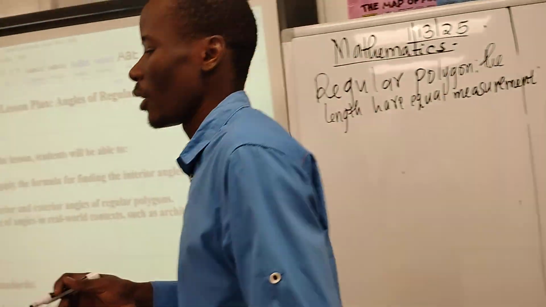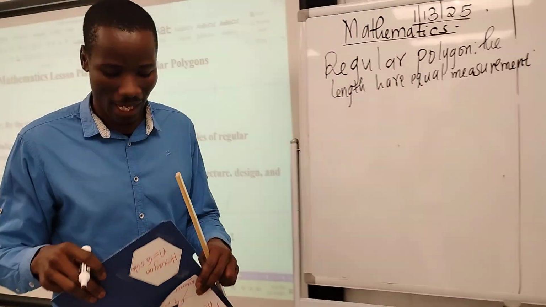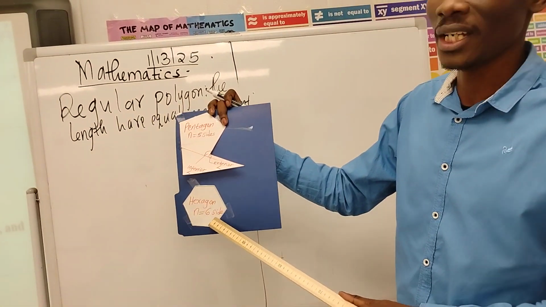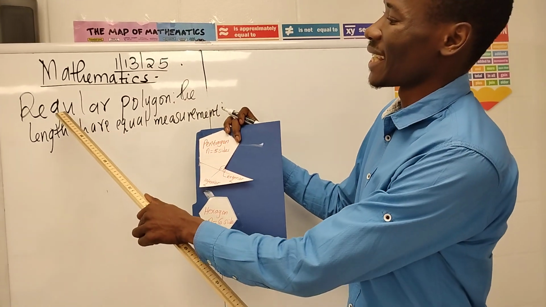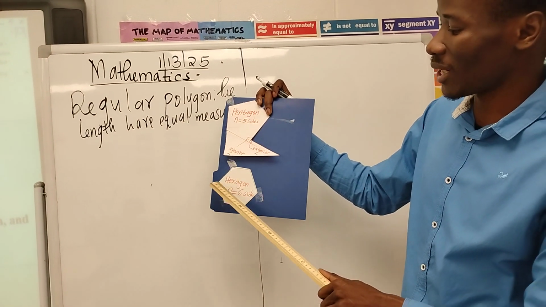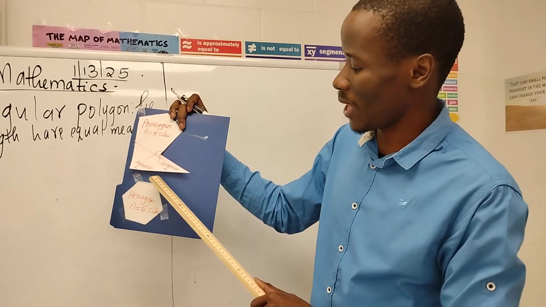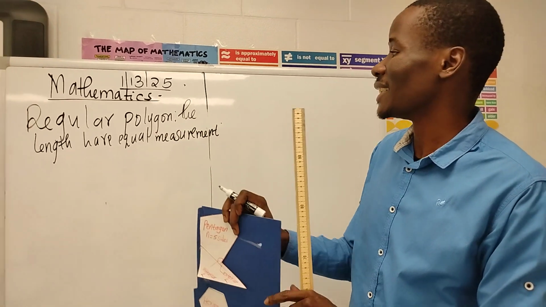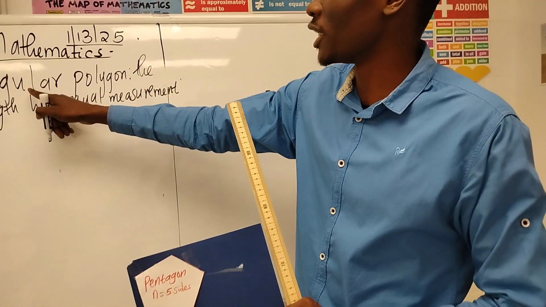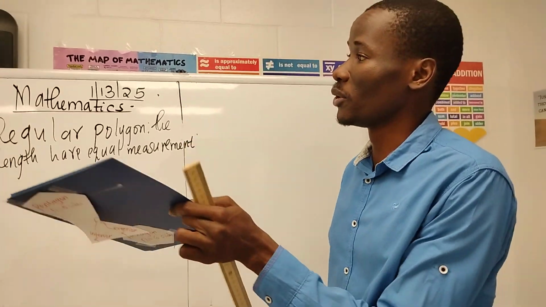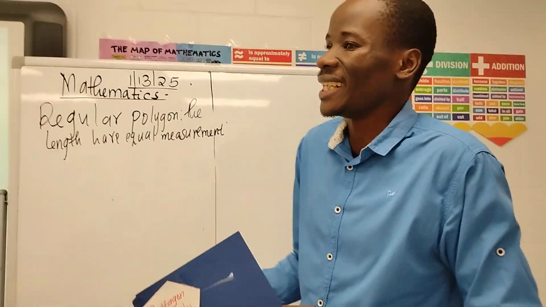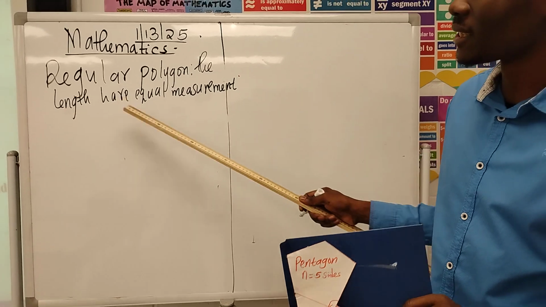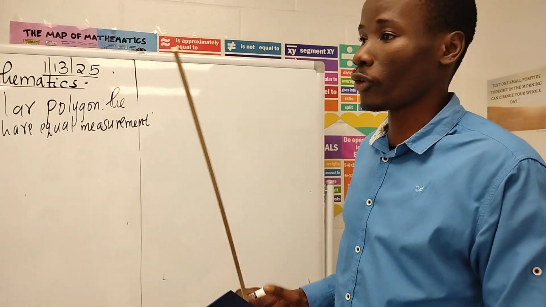For example, let's use this particular shape, a hexagon. A hexagon is an example of a regular polygon. A hexagon has 6 sides. The measurement from here up to here, and from here up to here, and from here up to here, they are equal in length. Then that type of polygon is called a regular polygon. Therefore, a regular polygon is simply a polygon whose sides are equal in measurement from one side to the other.